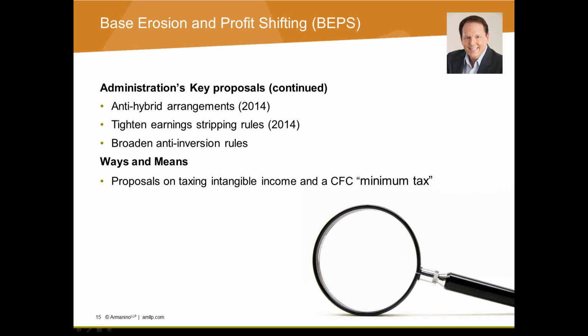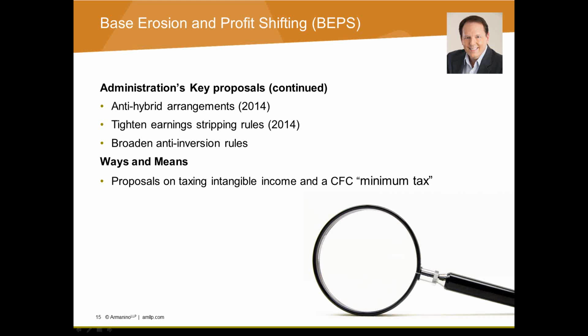They also want to tighten their earnings stripping rules. Again, in the U.S., interest paid to a foreign-related party is subject to a limitation, and the administration believes that limitation is generous. Today, a U.S. company can deduct up to an amount that roughly equals 50% of the company's cash basis EBITDA or cash flow from operations. So they want to tighten that up and change the rules for a certain group of foreign taxpayers.